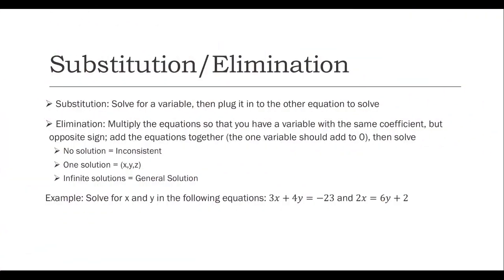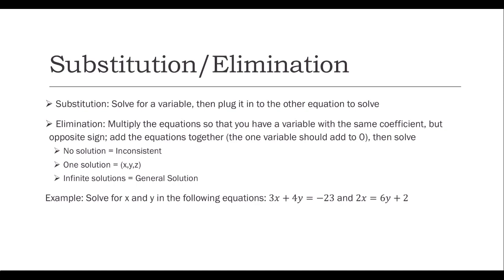So the first two methods for finding solutions to systems of linear equations are substitution and elimination. For substitution, you solve for a variable and then plug it into the other equation and use that to solve. For elimination, you multiply the equations so that you have a variable with the same coefficient but the opposite sign. So for example, in one equation they would have 3y, and in the other equation it should have negative 3y. Then you'll add the equations together, and that variable should add up to 0 so that you only have one variable left that you can solve for.